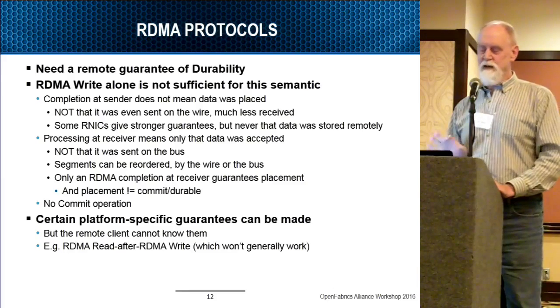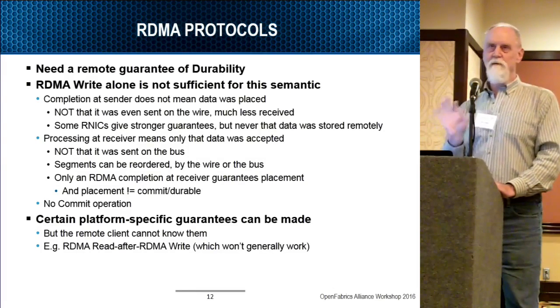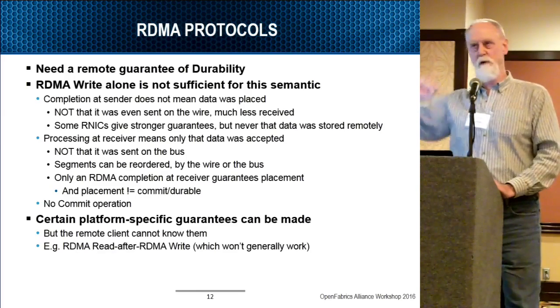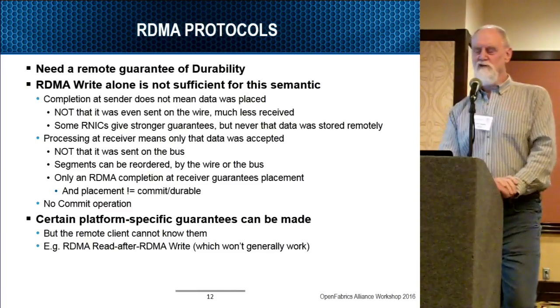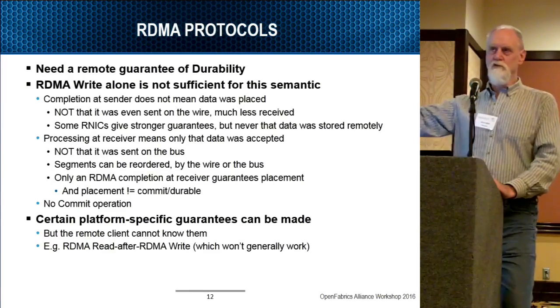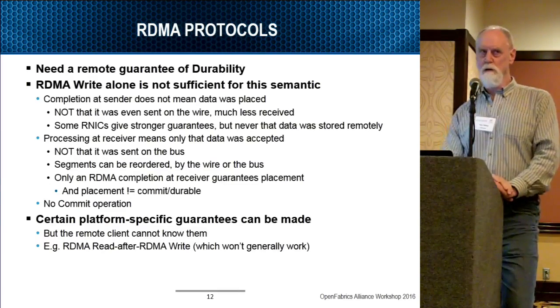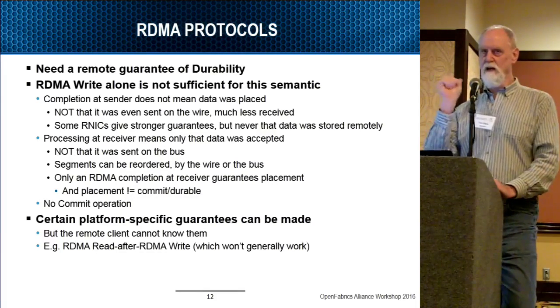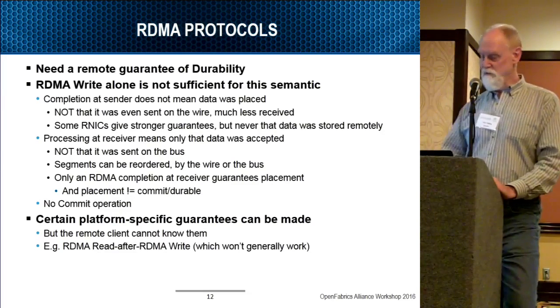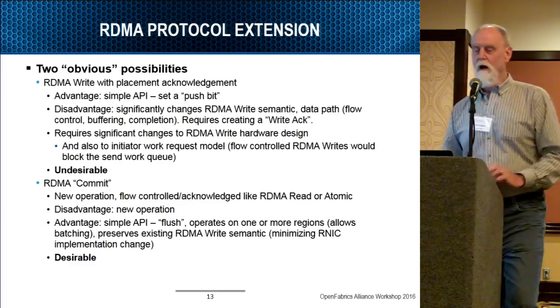Certain platform-specific guarantees can be made. The RDMA read after RDMA write trick: you read the last byte. That says it's flushed through all the buffers. It won't work. Modern Intel CPUs will still put it in a cache. They won't necessarily move it to memory. That's a platform-specific behavior that the client can't know. This is a real pickle. How do we do it?